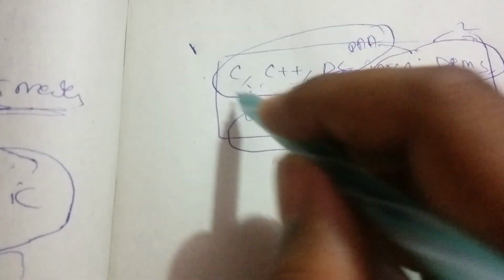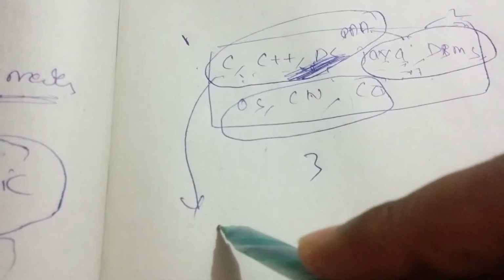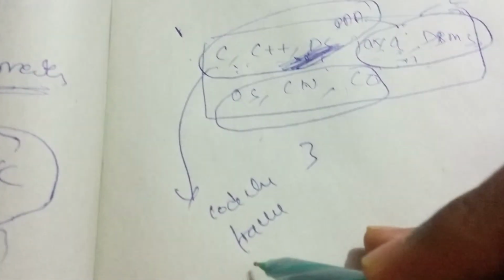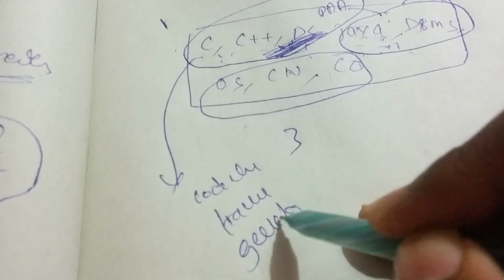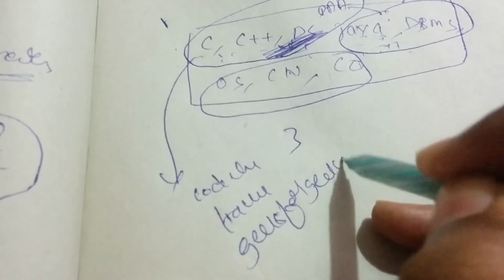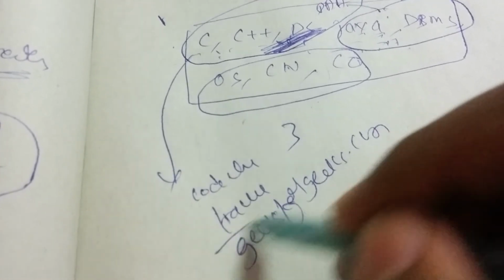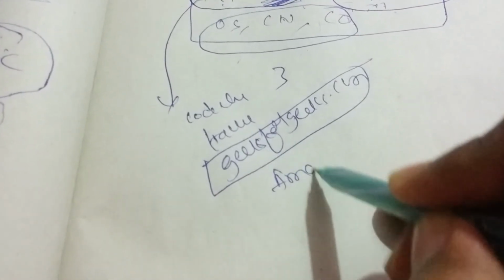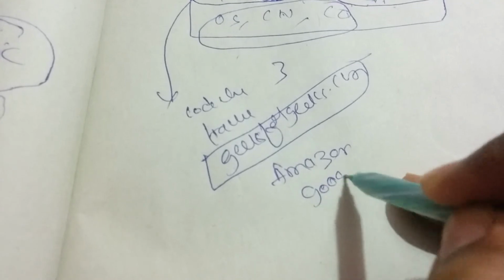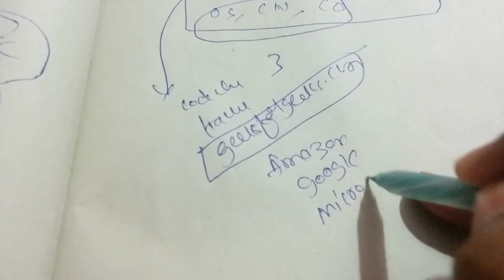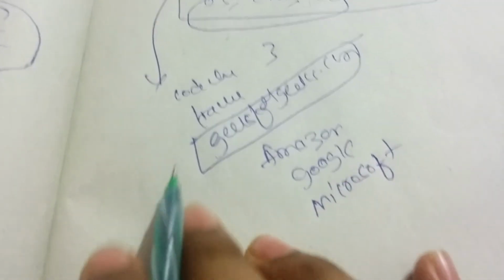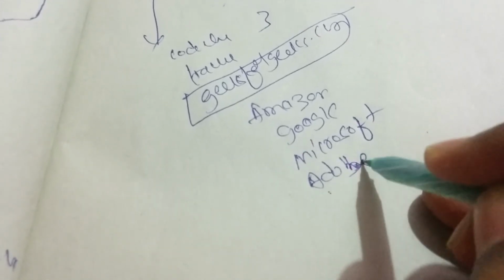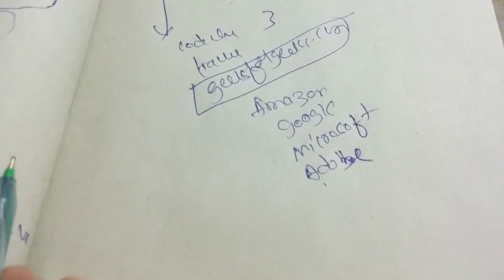I told you about platforms like CodeChef, HackerEarth, and GeeksforGeeks. There are lots of blogs, you can prepare. GeeksforGeeks has lots of problems. Take out the problems of Amazon, Google, Microsoft, Adobe. Depending upon it, you have to prepare.